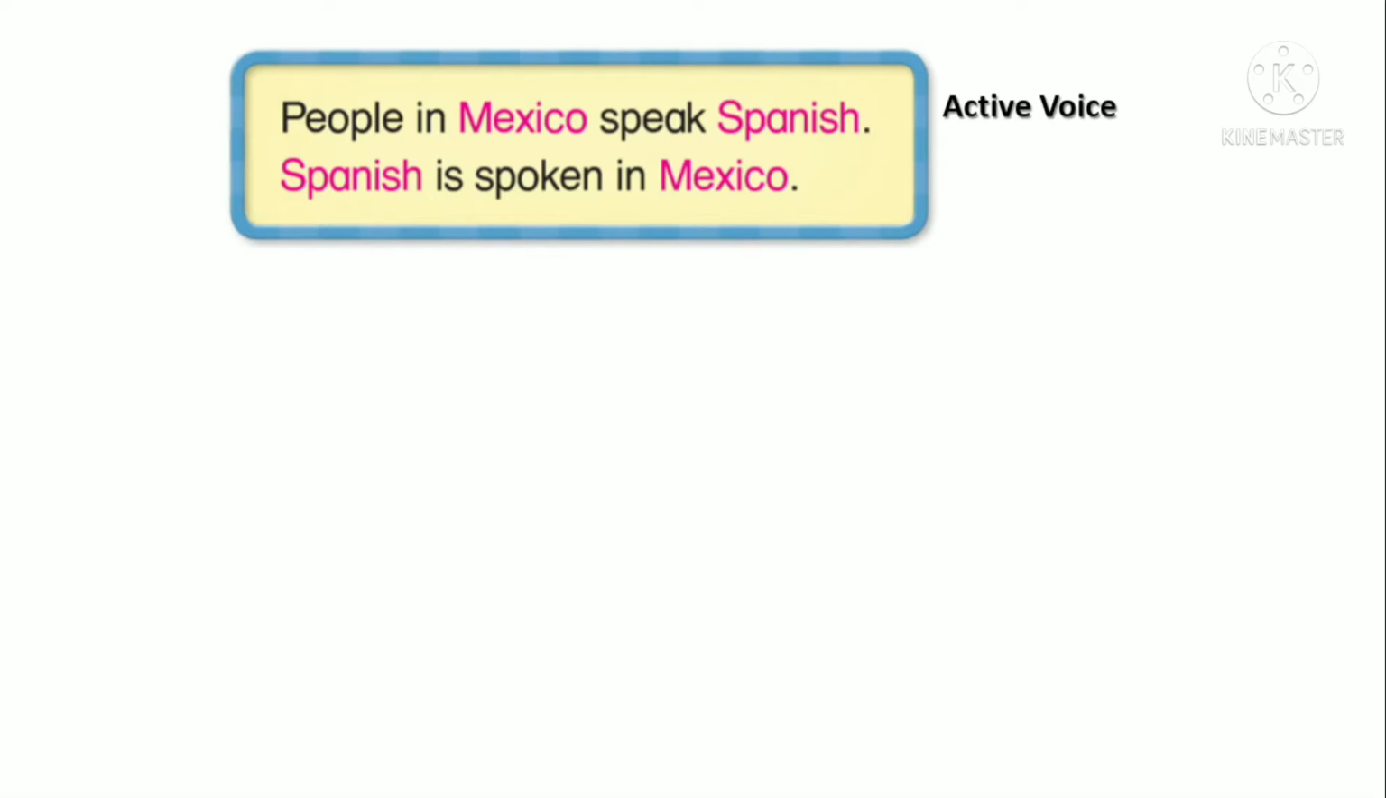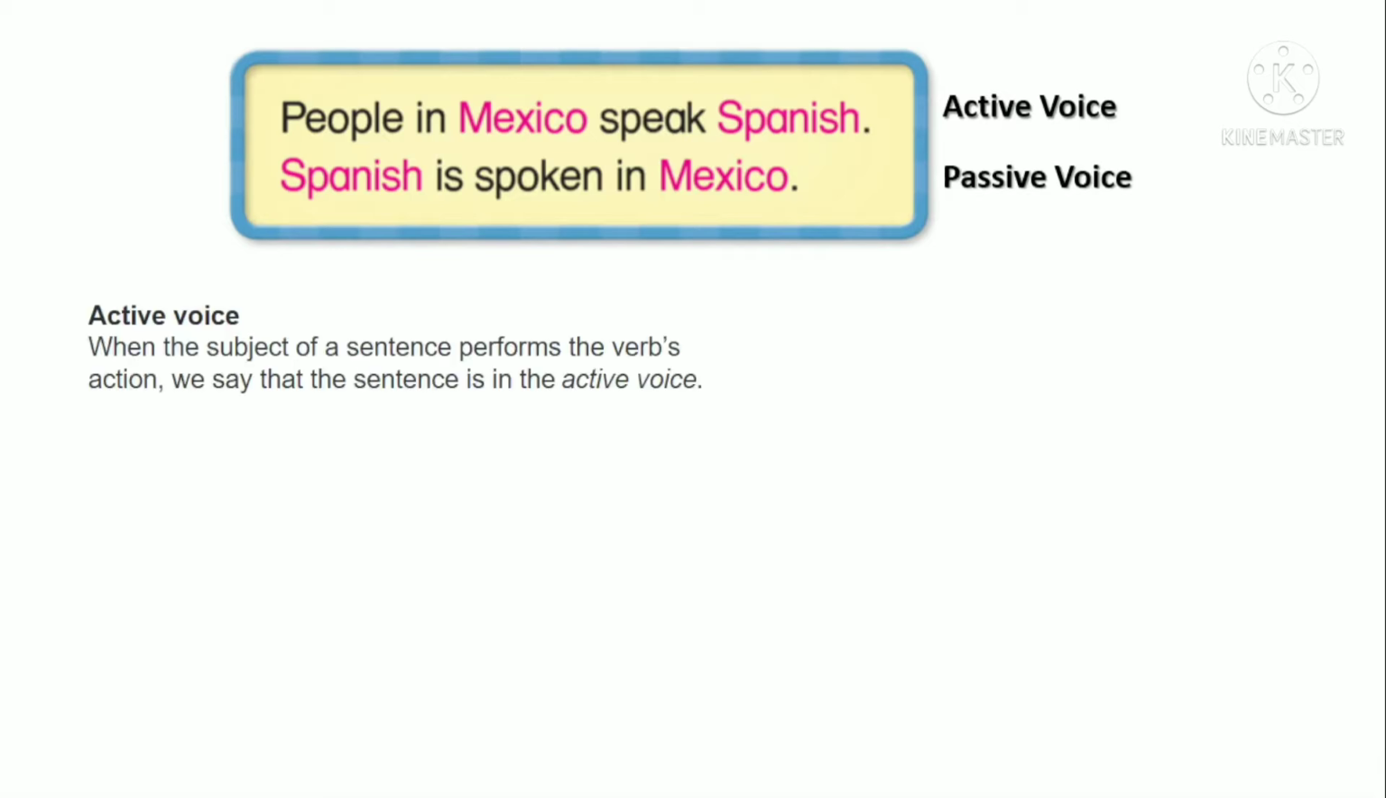Active voice is my first sentence, and my second sentence is passive voice. Let's see the difference. Active voice. When the subject of a sentence performs the verb's action, we say the sentence is an active voice. Okay? People in Mexico speak Spanish. So the subject of the sentence is performing the action. So people is speaking. So that's why it's an active voice.